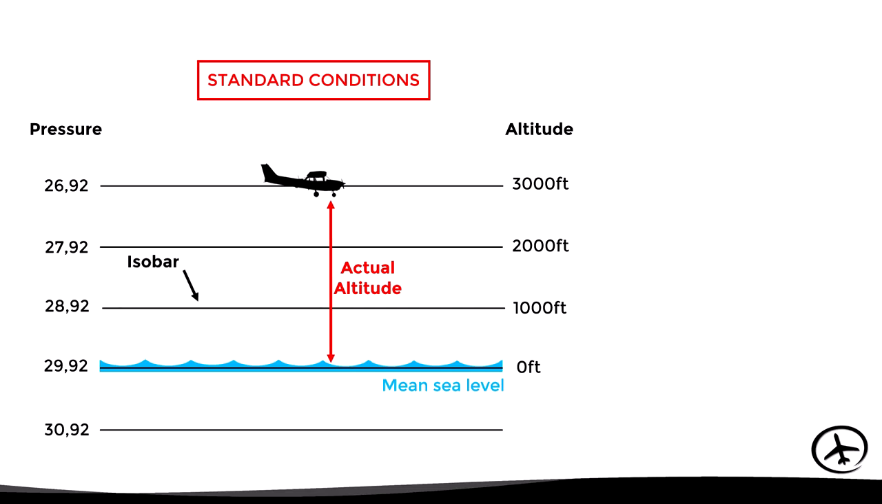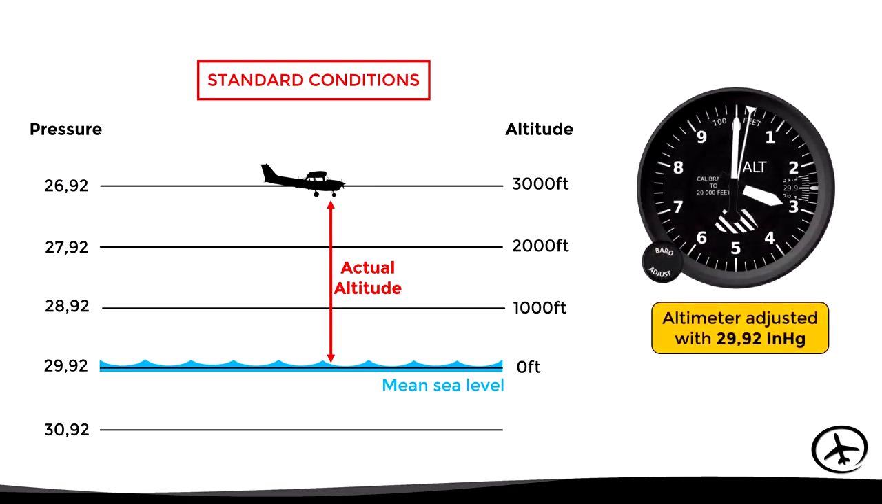Here, under standard conditions, as our altimeter is calibrated by default to use 29.92 as barometric reference, it will indicate the vertical distance between the 29.92 isobar and the aircraft. And as the 29.92 isobar and the mean sea level are in the same position, the indicated altitude will be the same as the actual altitude.